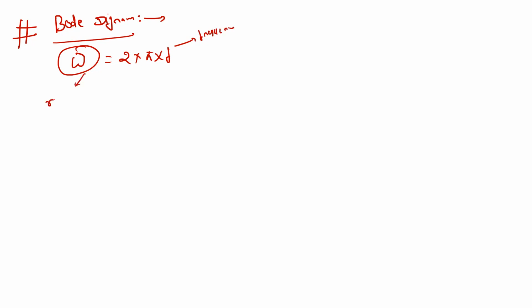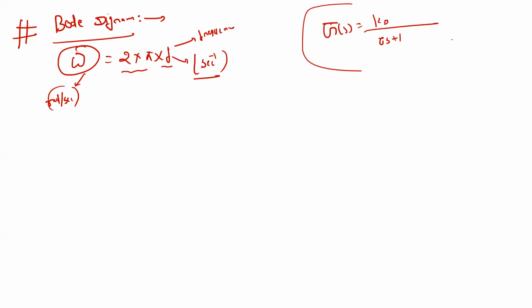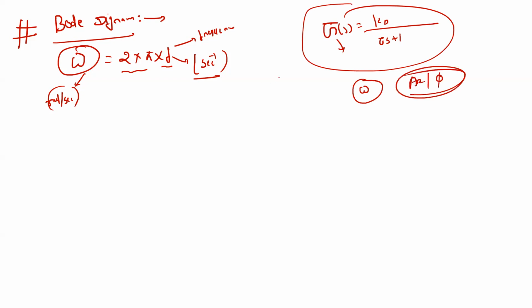Omega is in radian per second, and the unit of frequency is second inverse, right? Finally, 2 pi is a constant, so omega is a function of frequency. If I change the frequency, omega will change. If we have a first order transfer function, G(s) equals Kp upon tau s plus 1, then if I change omega, how do the value of G(s), that is the amplitude ratio, and phi change, right?